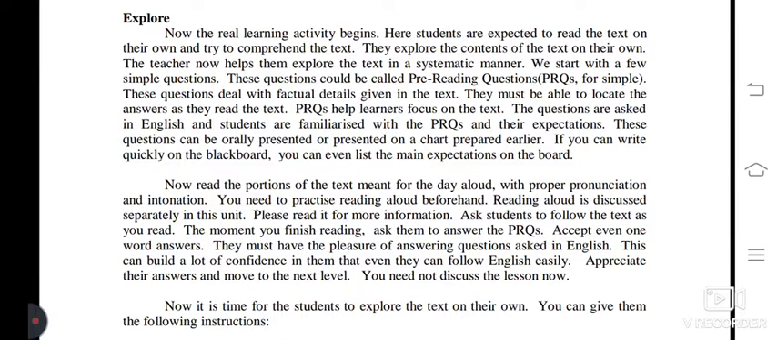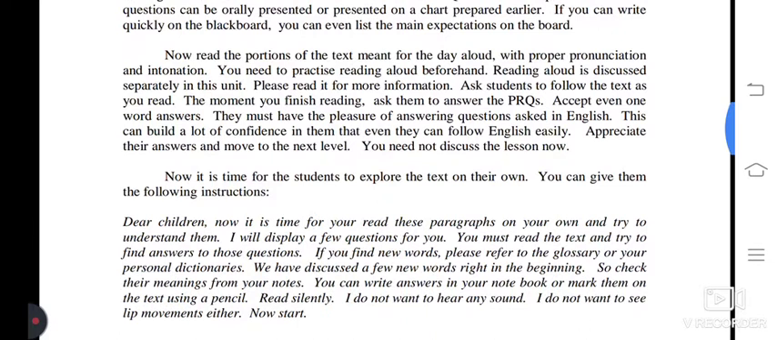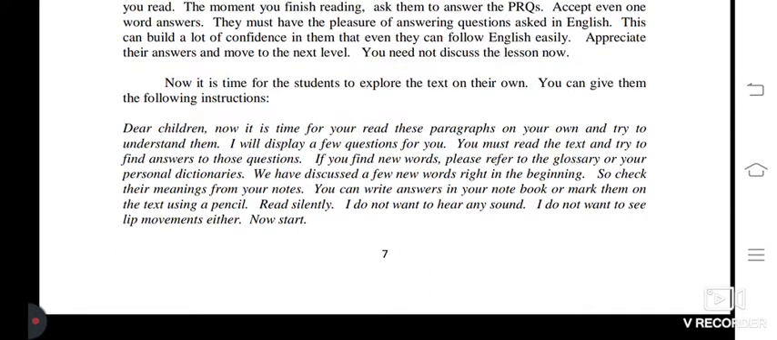Now it's time for the students to explore the text on their own. You can give them the following instructions. Dear children, now it's time for you to read these paragraphs on your own and try to understand them. I'll display a few questions for you. You must read the text and try to find answers to those questions. If you find new words, please refer to the glossary or your personal dictionaries. We have discussed a few new words right in the beginning, so check their meanings from your notes.